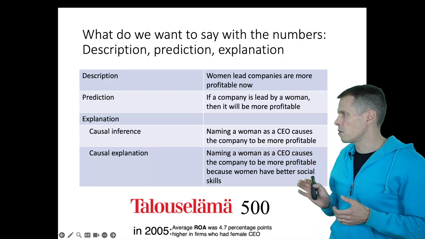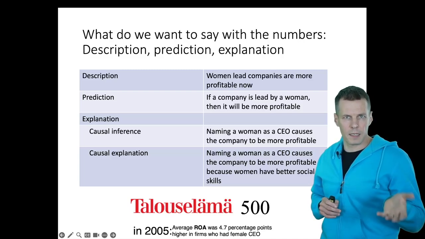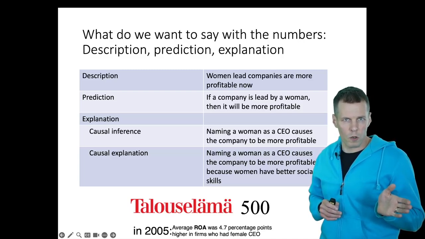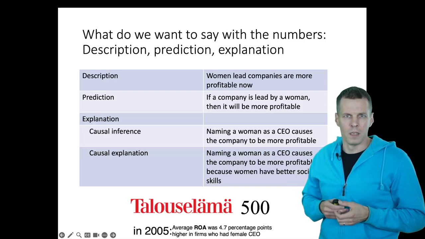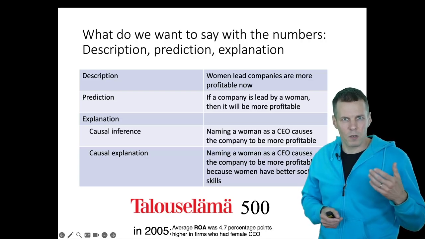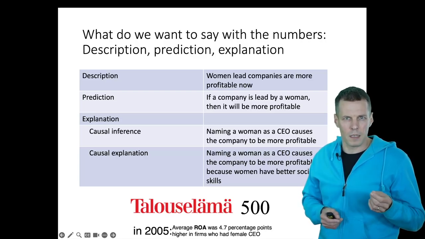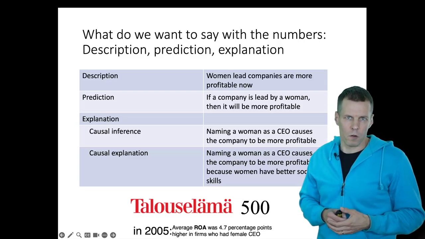And the causal explanation differs from causal inference in that we don't simply say that one variable is a cause of another one, but we are also explaining what the causal mechanism is. And typically, when we want to make this kind of causal explanation claim, we would need to design our study to measure various different causal processes.